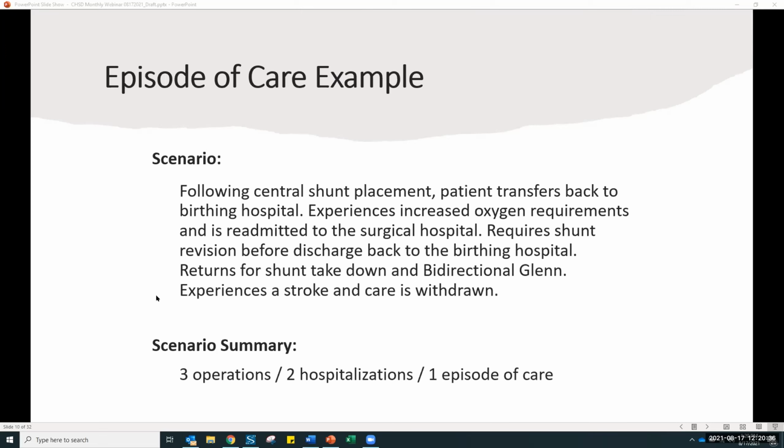Thank you. Perfect. And I do want to point out there's a mistake on my slide, and we will get this updated before we post it onto the website. But there are 3 hospitalizations, so 3 operations with 3 hospitalizations, 1 episode of care. So I apologize that the slide says 2. And as I was reading it, I thought, I think this is 3.